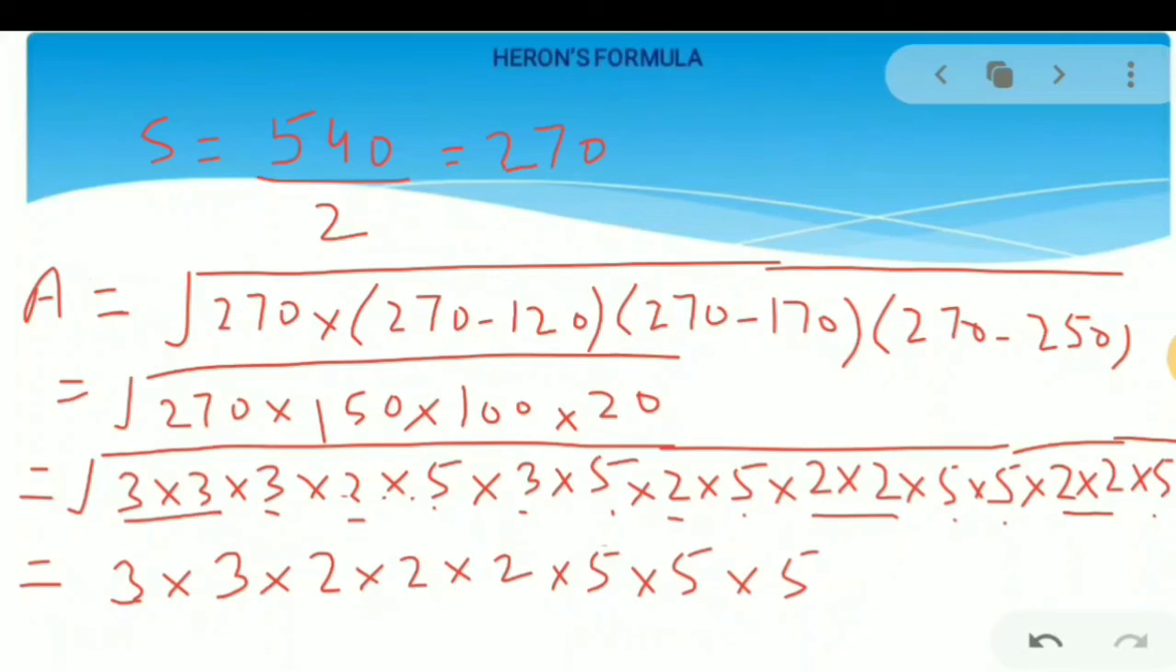So now let me multiply. It will come to a total of 9000 centimeter square. So the area of this triangle is coming 9000 centimeter square.